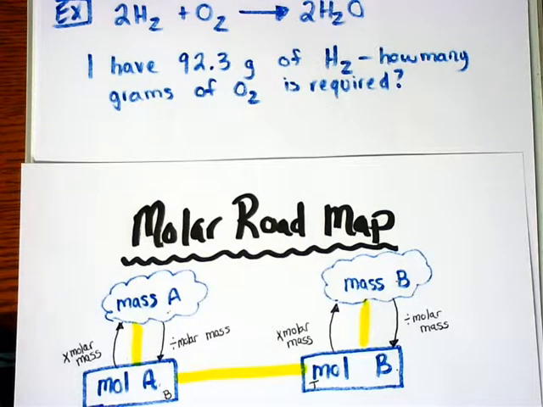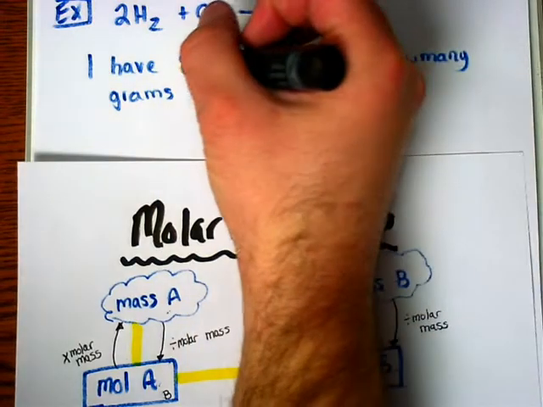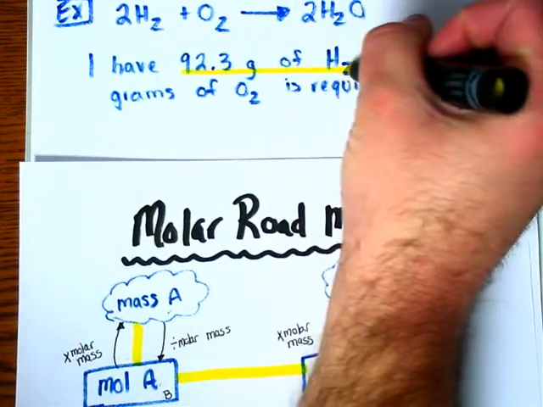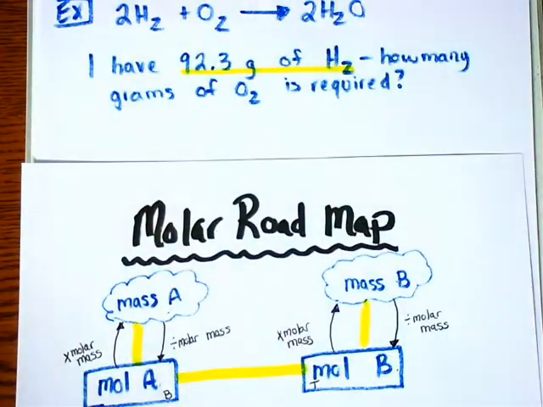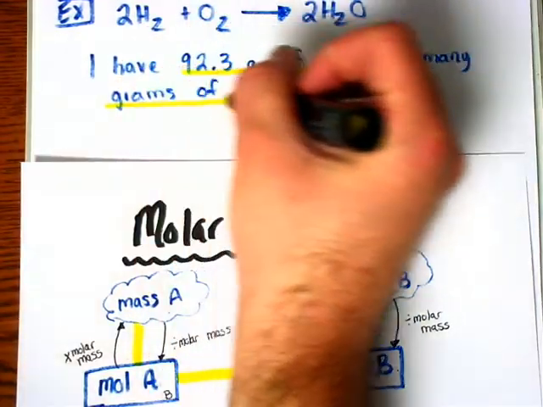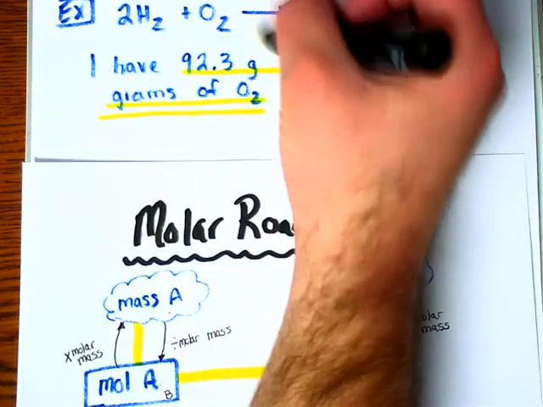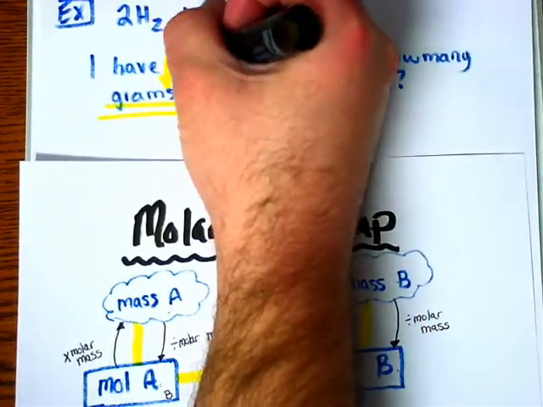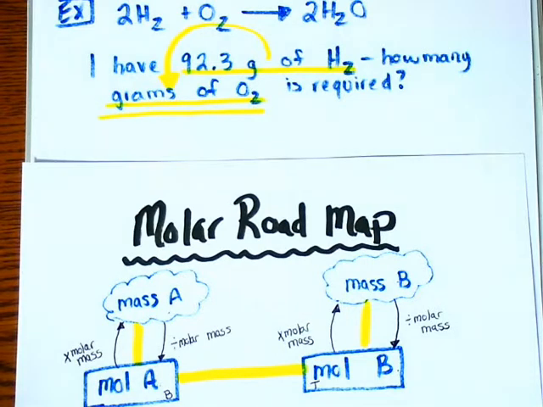Can someone tell me where we're starting this problem? Grams of hydrogen. Okay, so let's draw one line under that because that's where we're starting. And where are we stopping? Grams of oxygen. So I like to draw 2 lines under what I'm stopping at, and I'll do an arrow to show me where I'm leaving and then where I'm headed to.